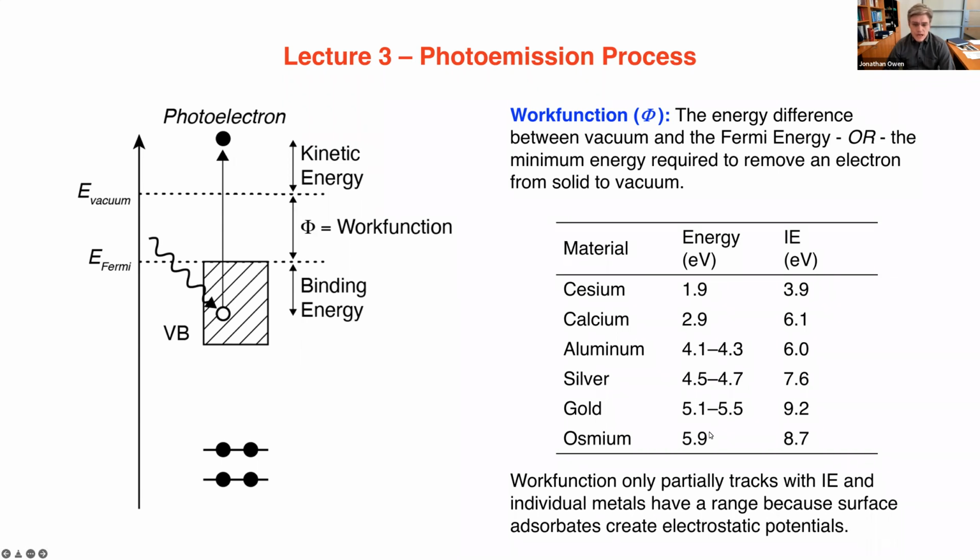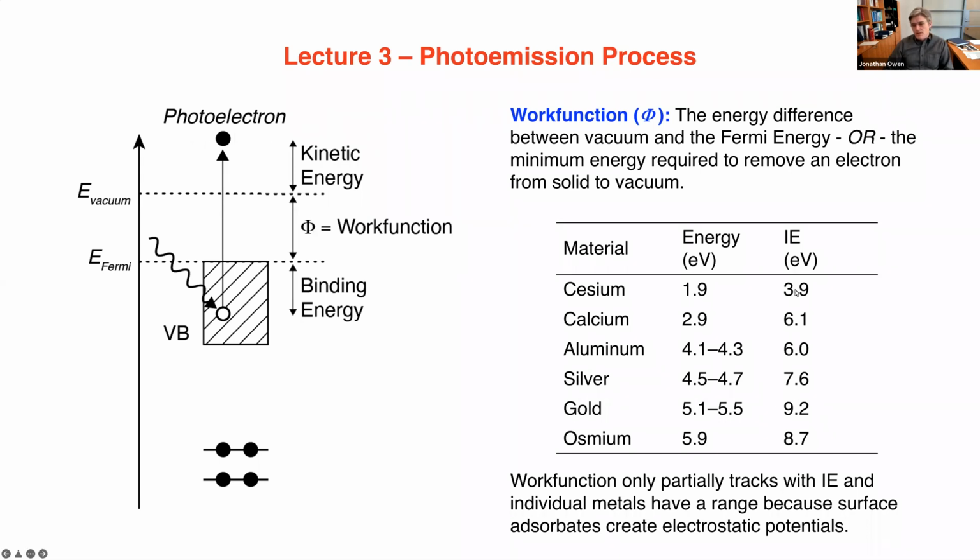You go down toward osmium and gold. Gold is an electronegative metal. It doesn't oxidize easily. Platinum doesn't oxidize easily. It wants to have a full valence shell. They're on the right-hand side of the transition metal series. And so it takes more energy to get electrons out of those metals, and therefore their work function is higher.